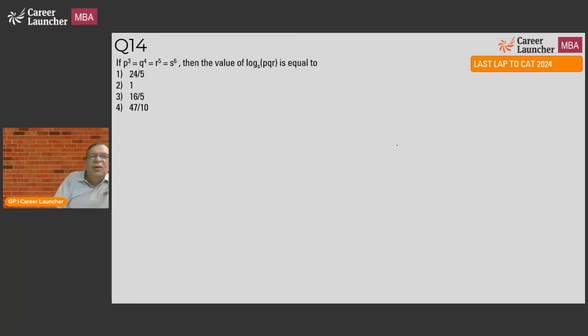Okay, logs. Many people leave logs, but this is a very simple question of log. P cube equal to Q to power 4 equal to R to power 5 equal to S to power 6. What is the value of this? Round one. What should you do? Look at this expression: log to the base S of PQR. Convert PQR, everything, to S.